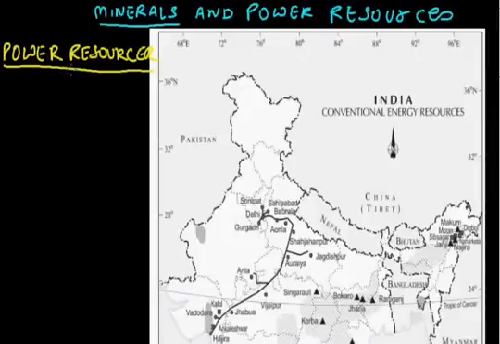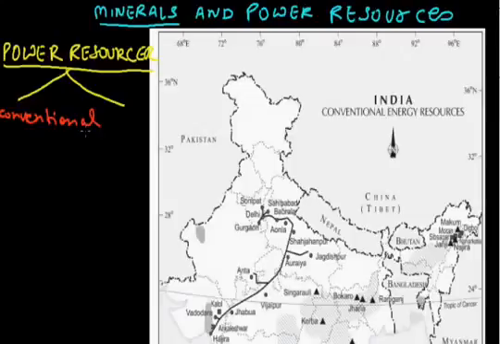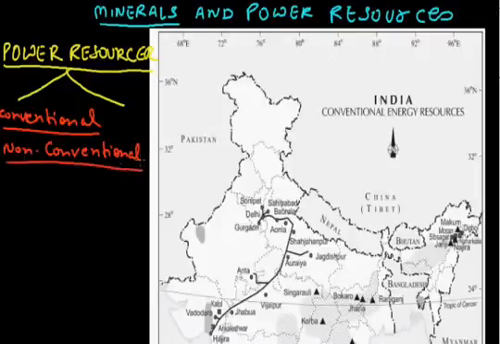We can classify power resources into two parts. The first one is conventional and the second one is non-conventional. Now what are conventional resources? Conventional power resources means those which have been in use for quite some time, meaning we have been using these resources for the last 200 to 300 years.